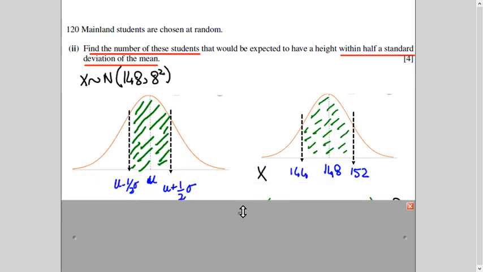This is my mean. If I say within half of the standard deviation, it means half multiplied by standard deviation, so mean plus half and mean minus half. This is the probability I have to calculate, because this will give me the probability of height within half a standard deviation of the mean, and I'll multiply that probability by 120 to know how many students have height within this range.